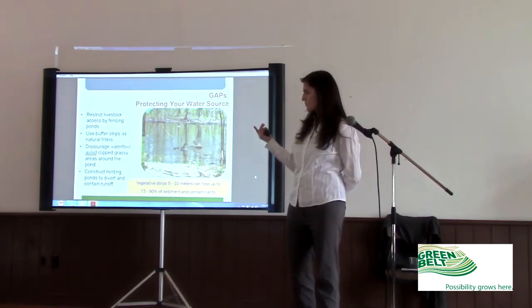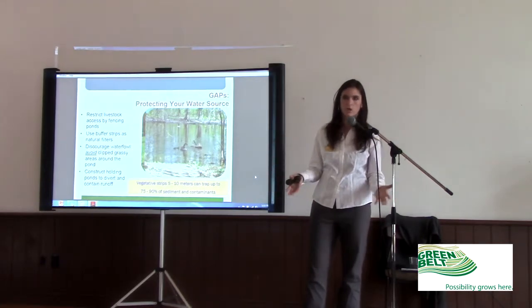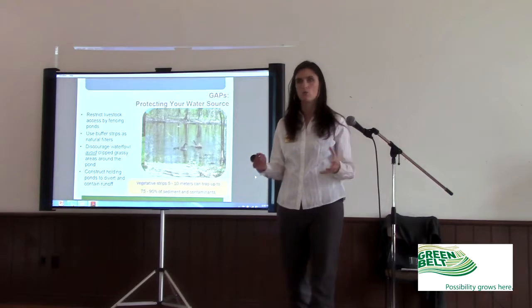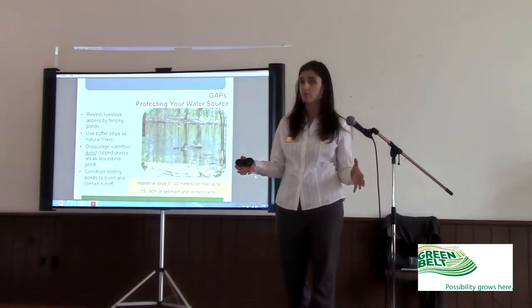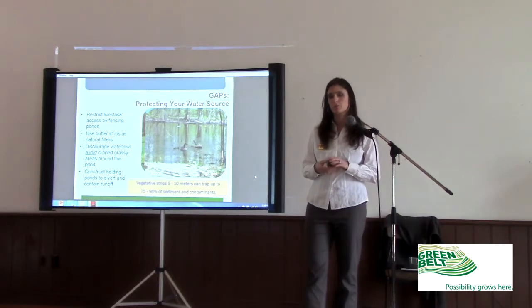So one is you want to restrict livestock. If you know that you're using a certain pond, if there's any way that you can restrict it by putting up fencing or extended vegetative buffers, that's a really great way. Electric fencing. Buffer strips are fantastic.